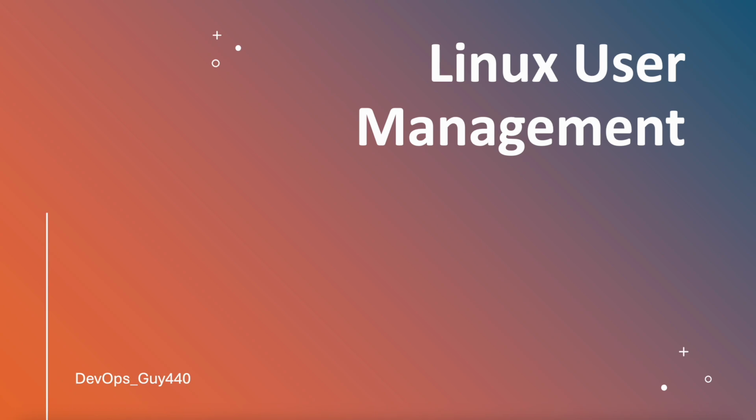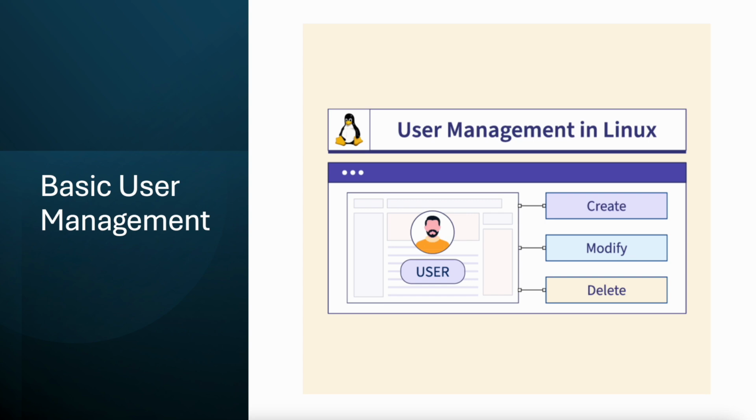In the last session we discussed ACL, and in this video I will cover the theory part of user management, and we will do the lab in the second video of this series. So in Linux, basic user management involves primarily three components, and these are create, modify, and delete the user account.